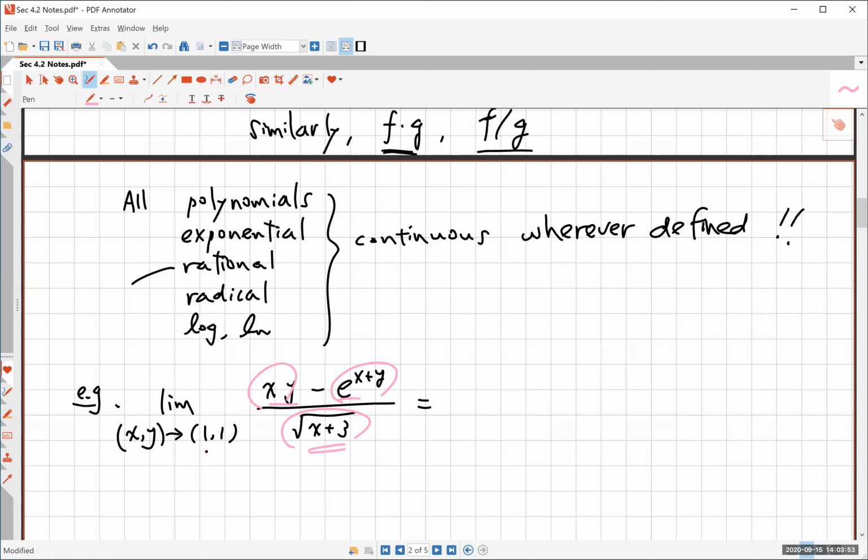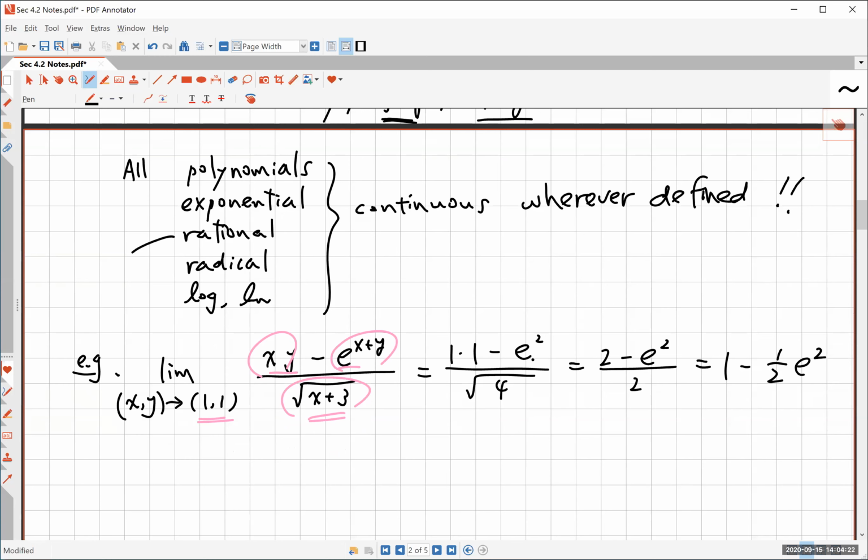And when x and y are close to 1, 1, all of these partial function parts are defined, right? So all you have to do is just plug it in. 1, 1 minus e to the 1 plus 1, that's 2, divided by the square root of 1 plus 3, which is 4. So this is 2 minus e squared over 2. That's 1 minus 1/2 of e squared. No problem, right? I mean, this is easy stuff.